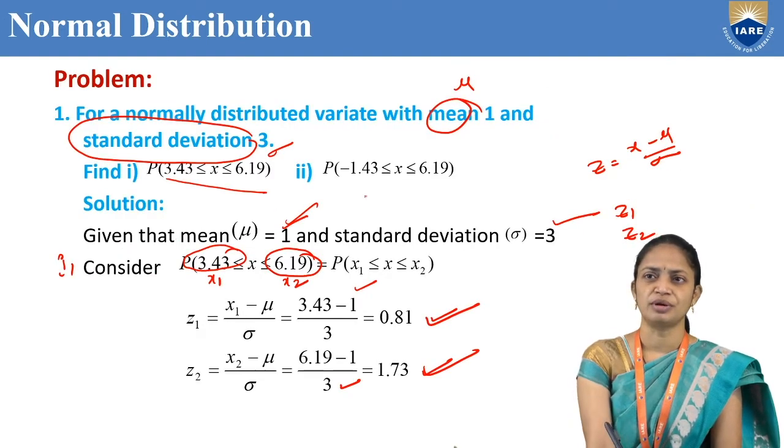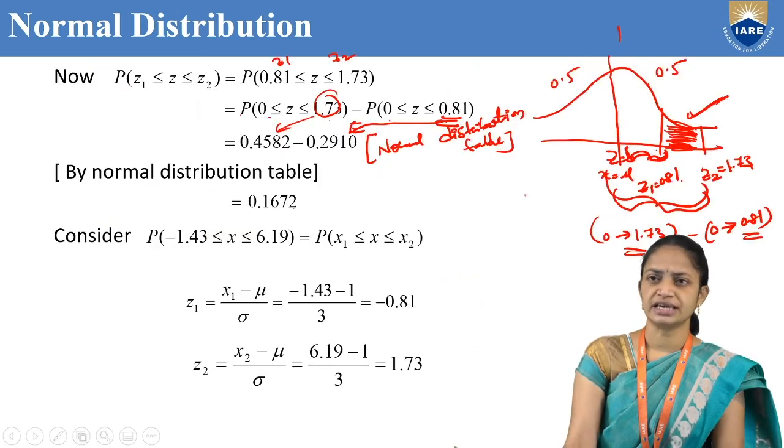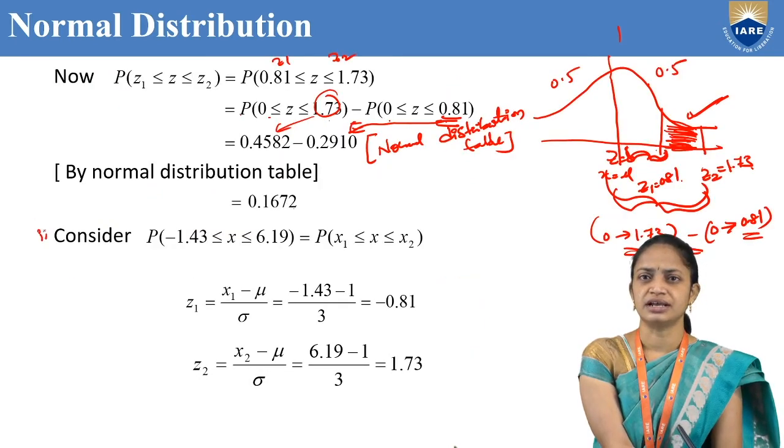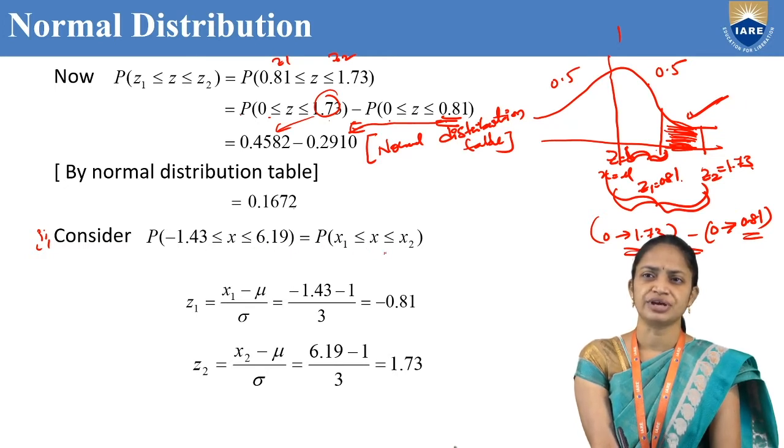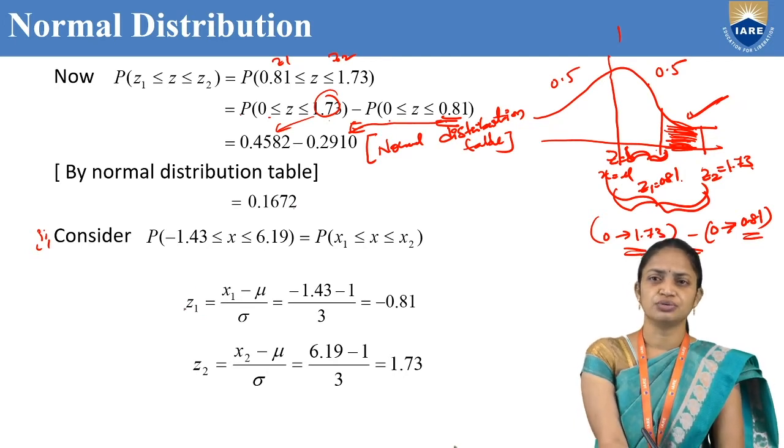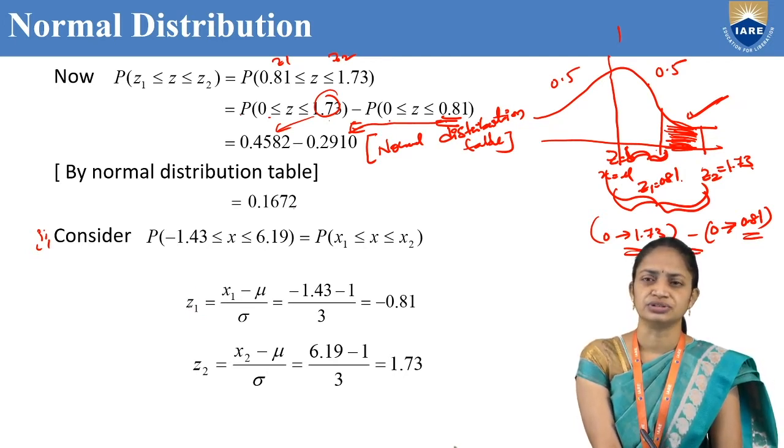So our second problem is this one, right? For the second problem, consider the probability of minus 1.43 less than or equal to x less than or equal to 6.19. That is equal to P of x1 less than or equal to x less than or equal to x2. We have formulas to find the z values, z1 and z2.